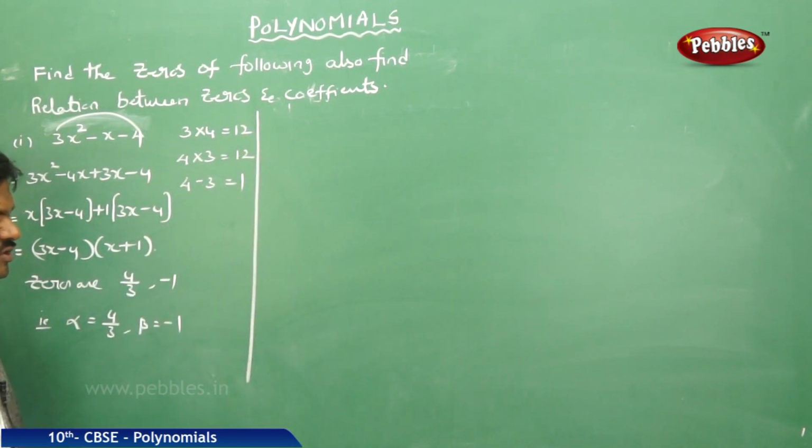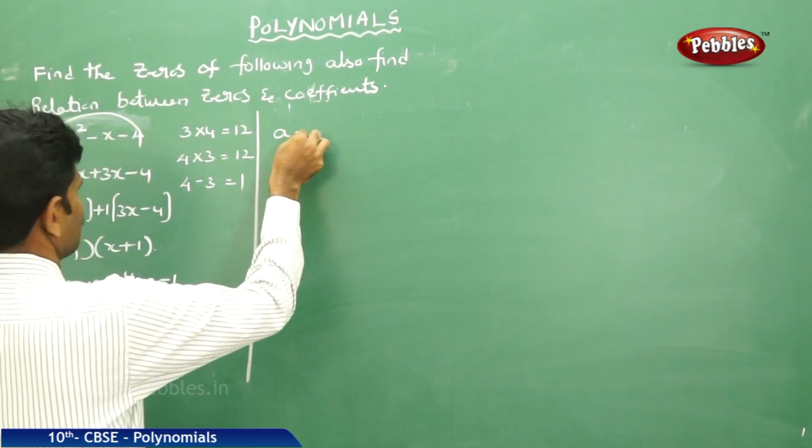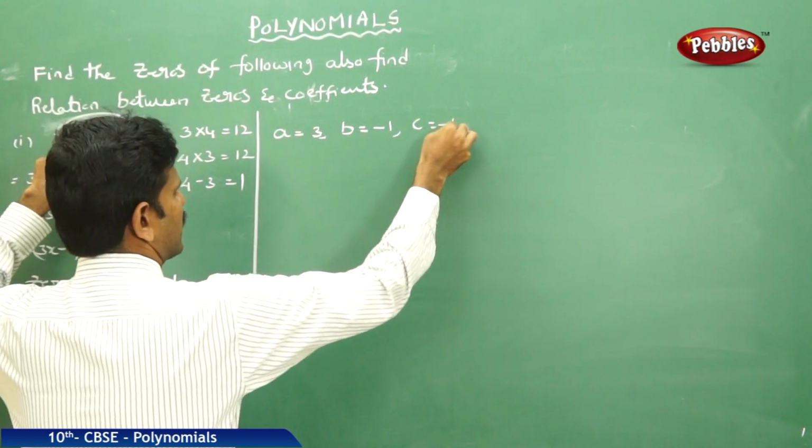Now let us consider the coefficients. a is equal to 3, b is equal to minus 1, c is equal to minus 4.